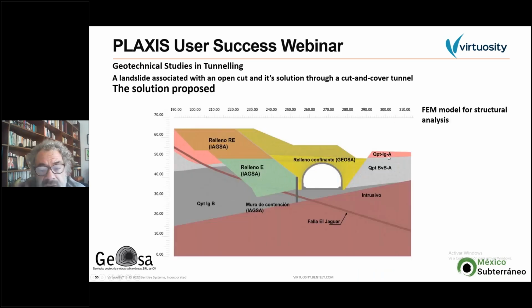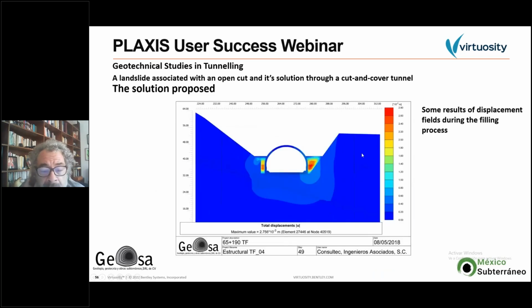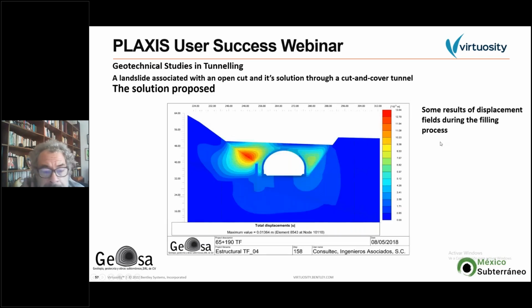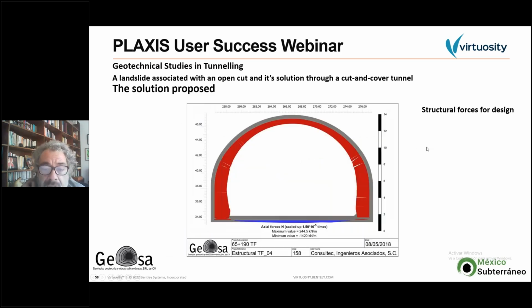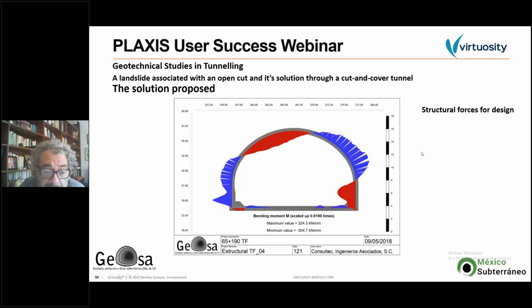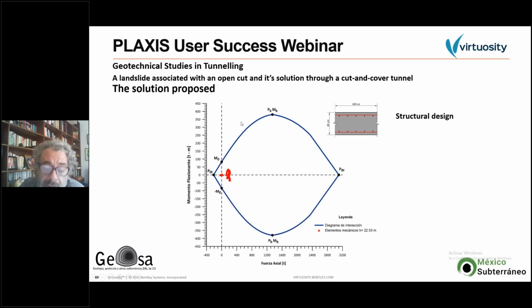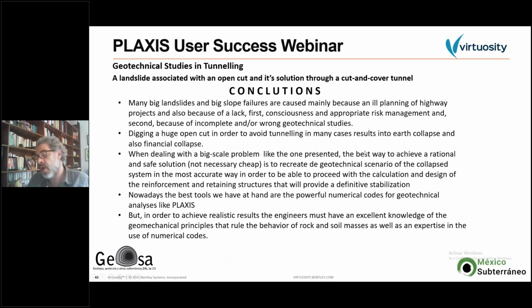These are some views of the model, and these are some results during the backfilling of the cut-and-cover tunnel. And then here you can see the displacement control. Afterwards, we had these structural forces. Of course, we got the axial forces in the structures. We got the bending moments, and then we were able to design structurally the cross section and the reinforcement of the problem.